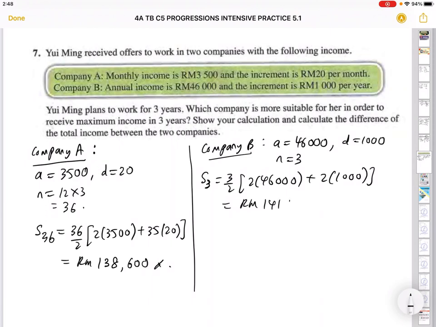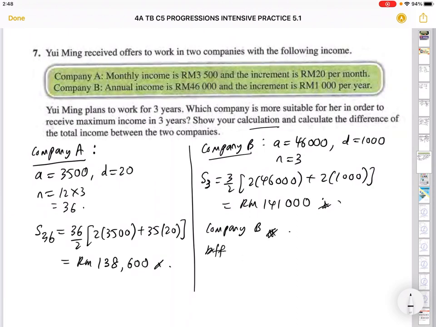141,000. Now the question asks us to calculate the difference in total income and decide which company is more suitable. So which one is more suitable? The one that gives the high income? Answer is company B. Yes, company B gives a higher income, right? But what is the difference in the salary? So we have to calculate.